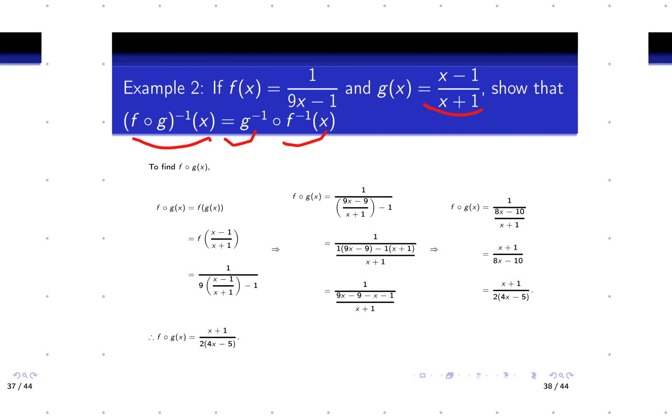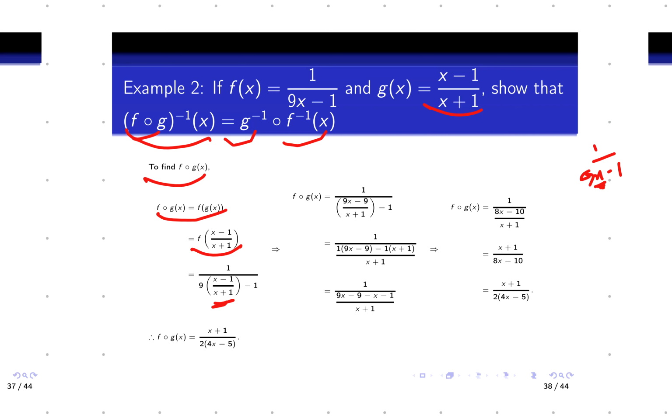Let's see. So first of all, you want to find f of g of x. So f of g of x means f of x minus 1 over x plus 1, because g of x is x minus 1 over x plus 1. But f of x itself is 1 over 9x minus 1. But then this x now is going to be replaced by g of x. So that's why you have 1 over 9 into, instead of x now, you have x minus 1 over x plus 1, minus 1.